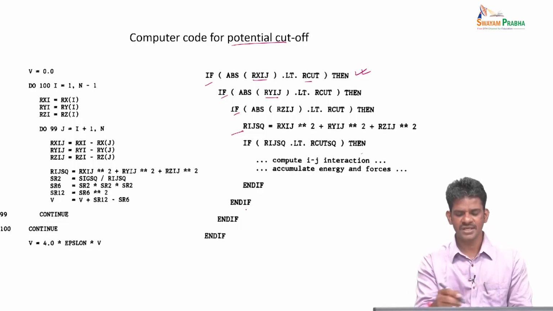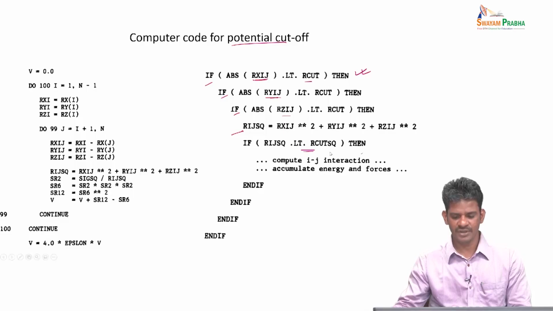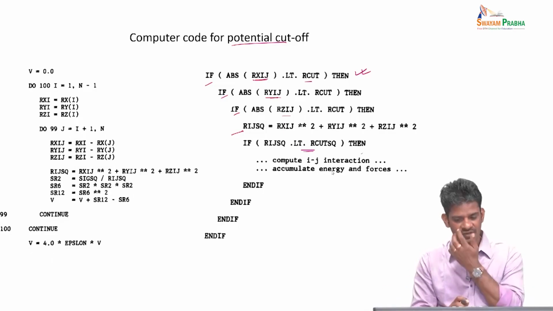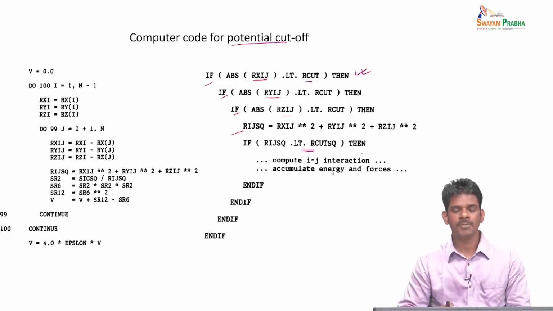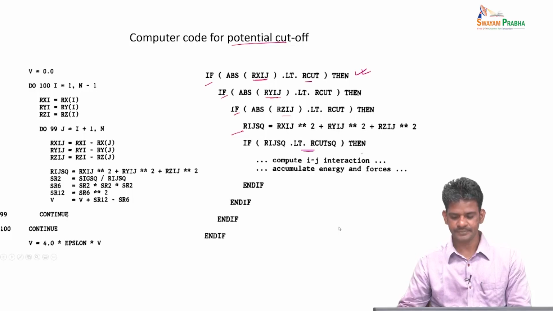Whereas in the previous case, you may have to calculate Rxij, Ryij, and Rzij, and then check whether the potential cutoff is satisfied or not. In this case, we can capture the violation of this condition within one of these three if statements itself. But then again, multiple if statements also account for more computing time. So there should be a balance between how much time we save by doing these individual checks versus the overall check.